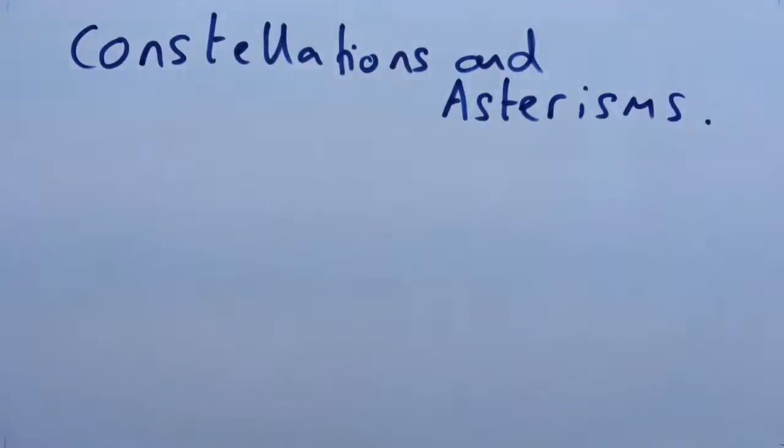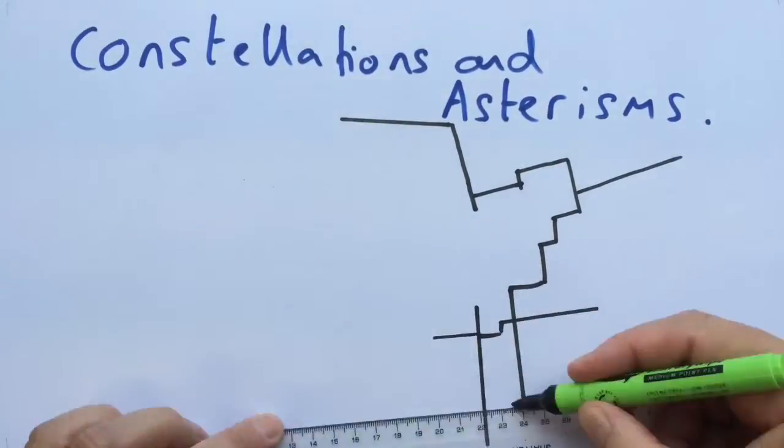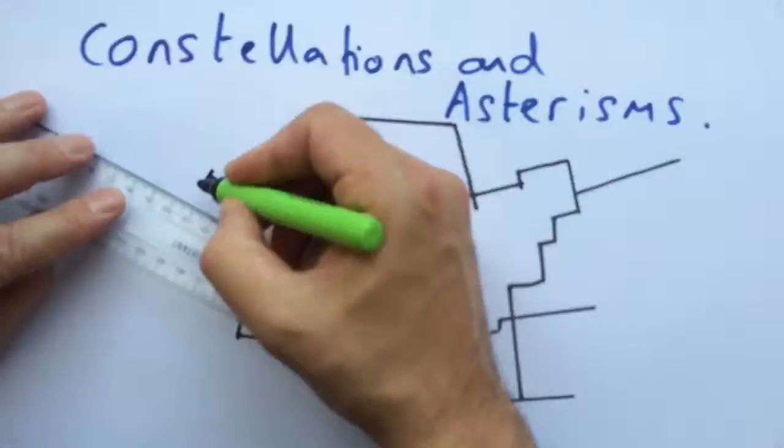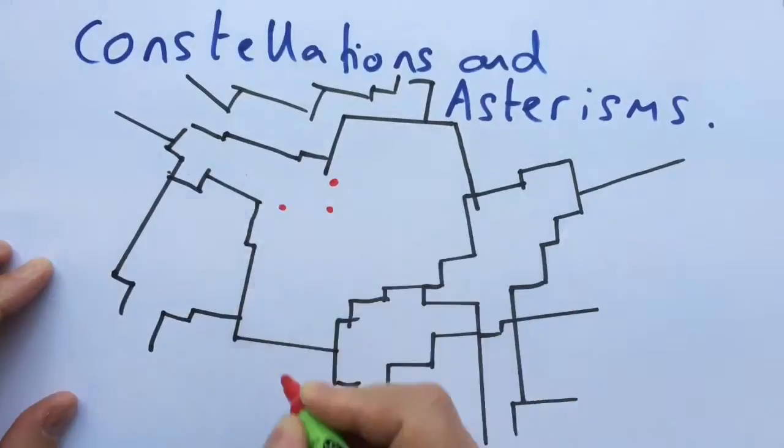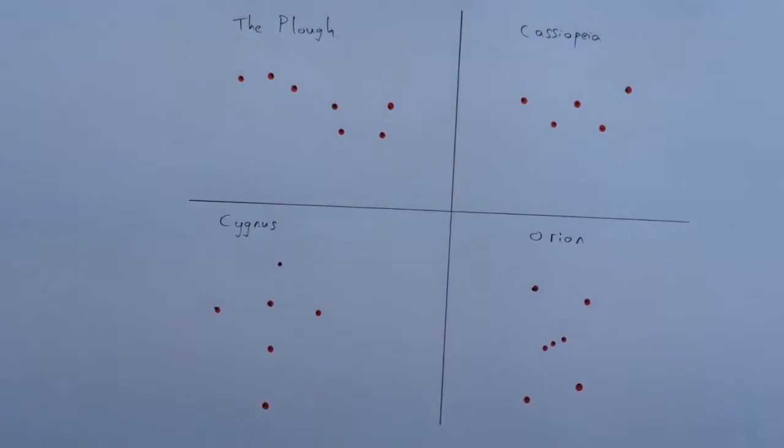The night sky is divided into 88 regions known as constellations. Within these regions are the recognisable star patterns called asterisms. In this video I'm going to show you how to sketch 4 well-known and recognisable asterisms: the Plough, Cassiopeia, Cygnus and Orion. I'm going to start by drawing the Plough.